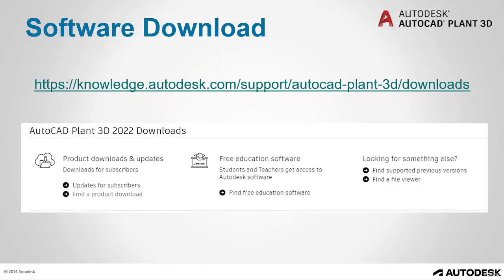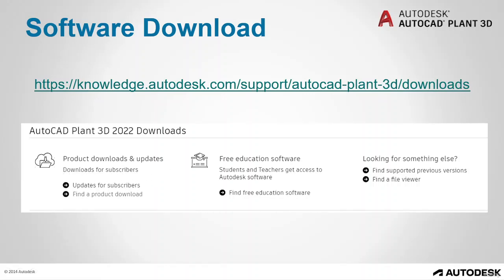Well, to download the software, you will have to go to this website. You have to type it in your browser, and there you will find this AutoCAD Plant 3D 2022 downloads. So you have the option of product download and updates. These are downloads for subscribers.